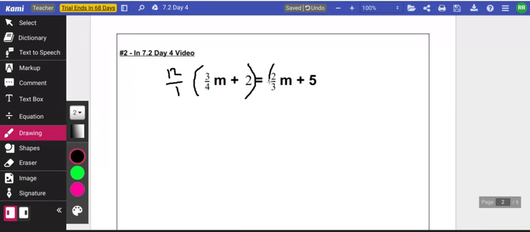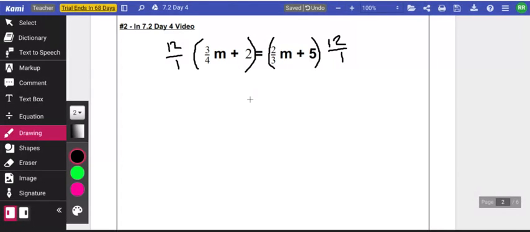And if I multiply the left side by 12, I must also multiply the right side by 12, or 12 over 1. Now I've created parentheses. I need to distribute to eliminate the parentheses. So 12 times 3/4 m. So I'm going to have 12 over 1 times 3/4 m. I'm going to write it like that for now. I'll go back and cross simplify later.